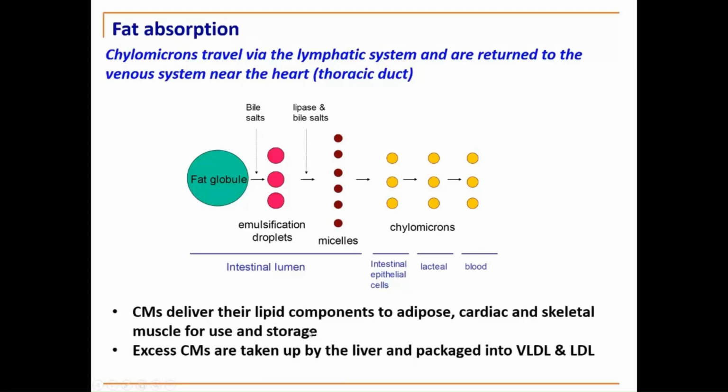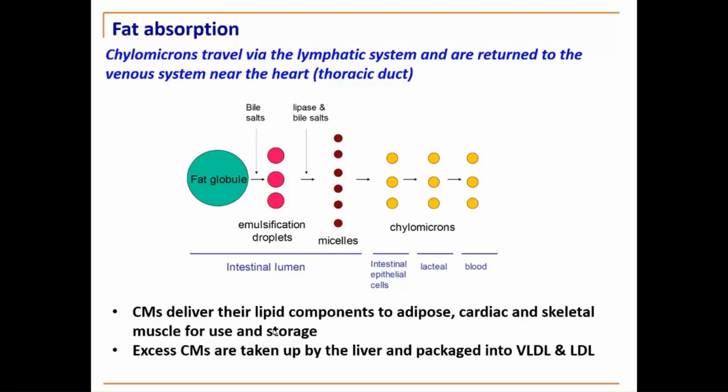So the chylomicrons have entered the blood, and they deliver their lipid components to the adipose tissue, to cardiac tissue, to skeletal muscle for use and for storage. And excess chylomicrons are taken up by the liver and packaged into your VLDL particles and your LDL particles. So that's your very low density lipoprotein and your low density lipoprotein. The VLDLs will leave the liver, enter the blood, and be converted to LDLs. And obviously, we know that they have a high cholesterol content.